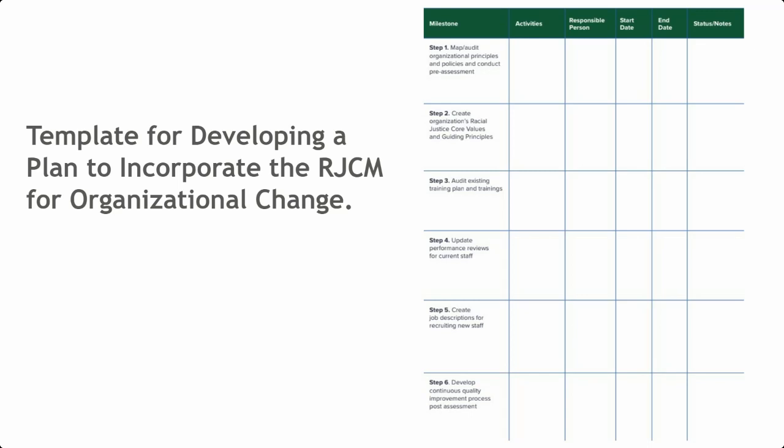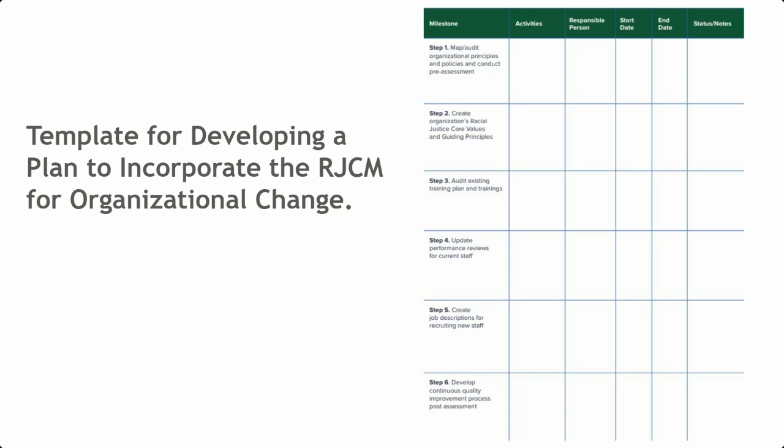So you can see step 1 is the mapping and auditing of organizational principles and policies and conducting that pre-assessment, which we will talk more about in video 5 for the assessments. Step 2 is creating the organization's racial justice core values and guiding principles, which we did just go over, and they do include those examples in the toolkit that you can use.